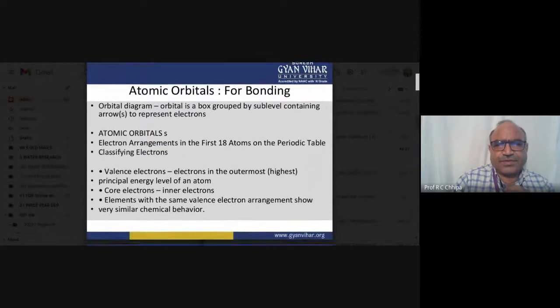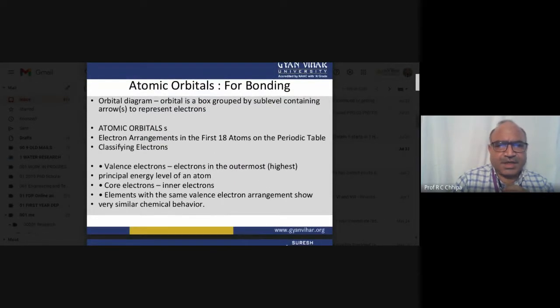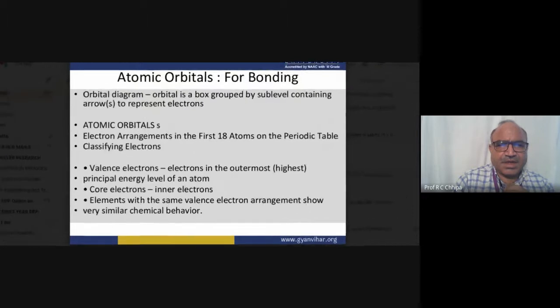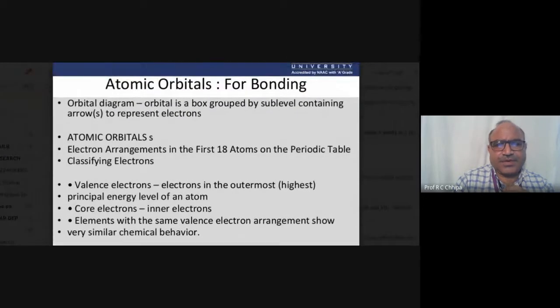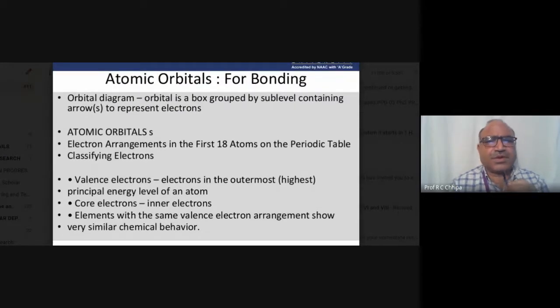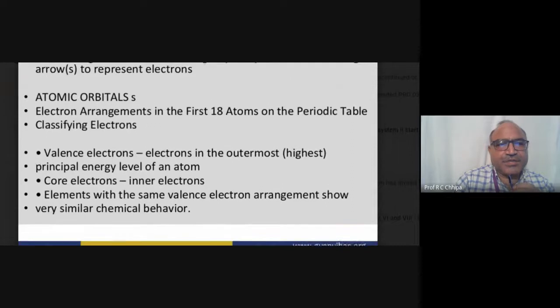So first of all, here the orbital diagram. Orbital is a box grouped by sub-level containing arrows to represent electrons. For example, on the board, we can write in the box and then represent it with the electrons in the form of arrows. So atomic orbital, here various atomic orbitals.